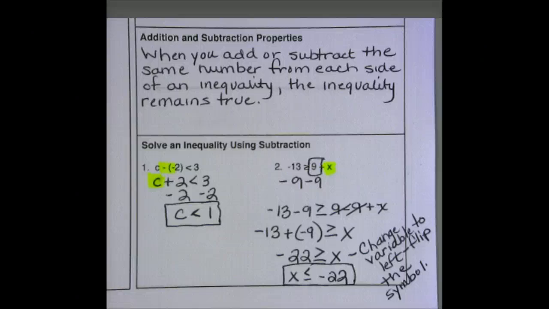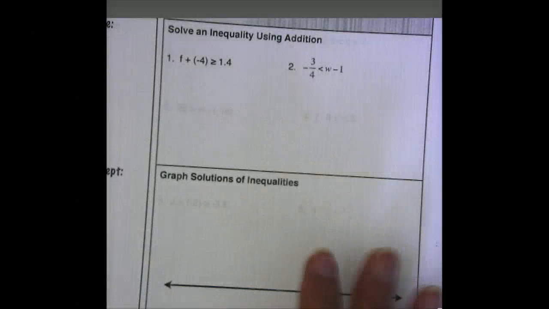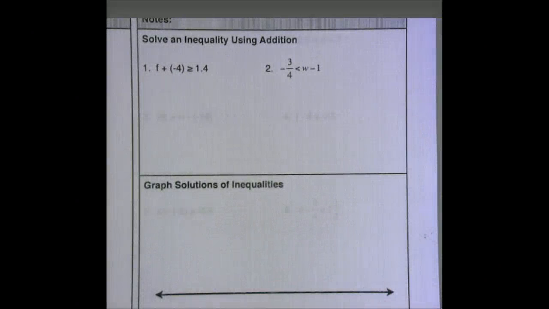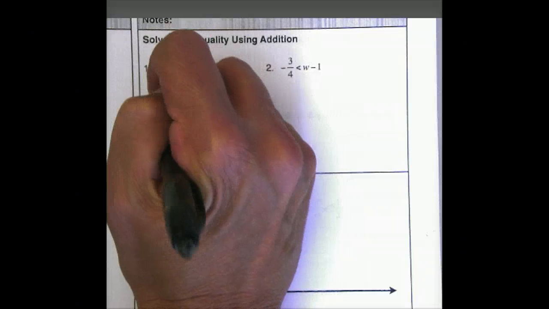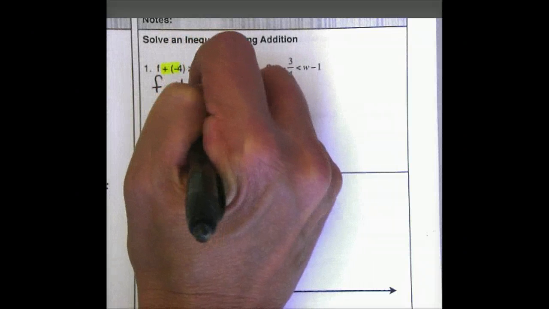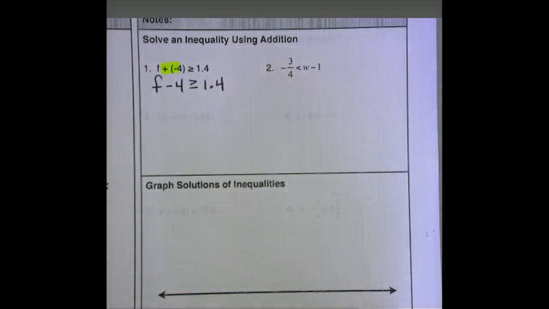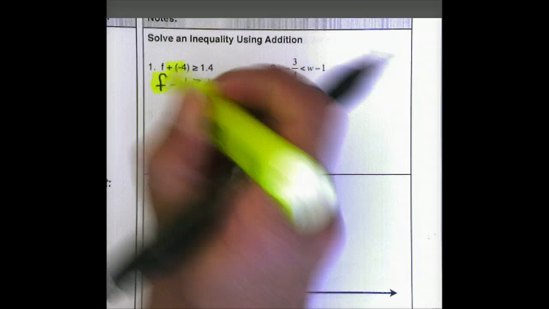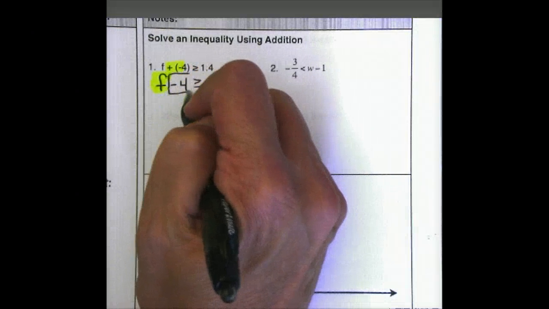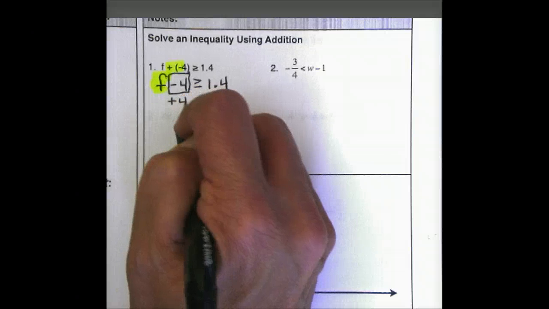All right, let's take a look at the next page. On these, we're going to solve an inequality using addition. Now, I know some of these are difficult, and that's why I'm going through some of these with you. But let's take a look at this. We've talked about this before. When you have a plus and negative together, it becomes subtraction. So f minus 4 is greater than or equal to 1.4. We've also talked about decimals, so we need to get better with doing decimals. So here, we want to isolate f. We want f to be by itself. That leaves us with a negative 4, so we know we're going to add 4 to both sides.